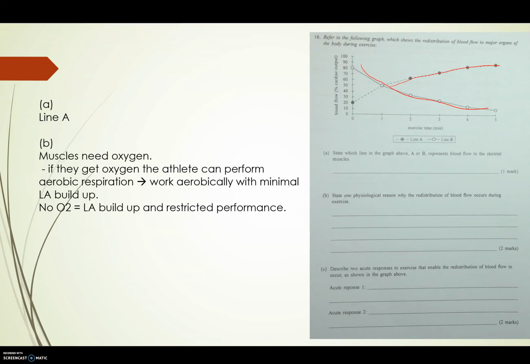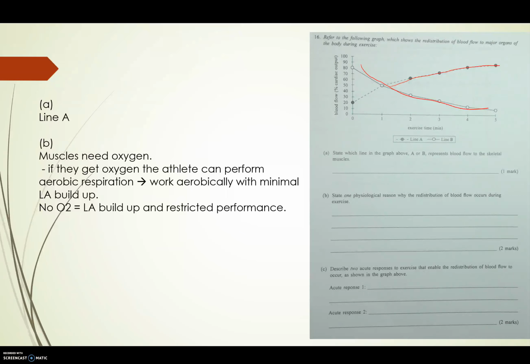B, state one physiological reason why the redistribution of blood flow occurs during exercise. So muscles need oxygen. If they get oxygen, they can perform aerobic respiration, for 2 marks. So work aerobically with minimal lactic acid buildup. No oxygen, lactic acid buildup, restricted performance. So again, one physiological reason. We need oxygen for aerobic respiration.